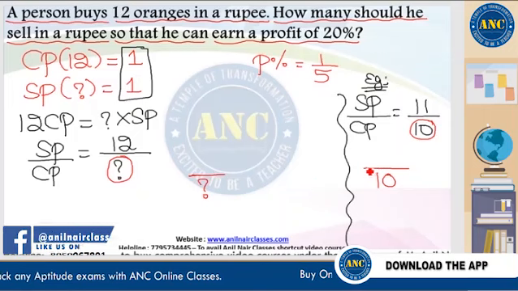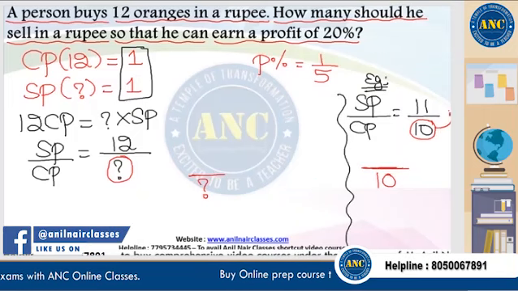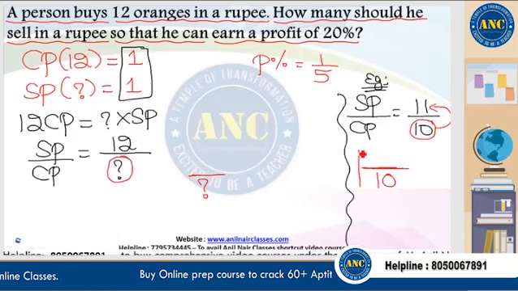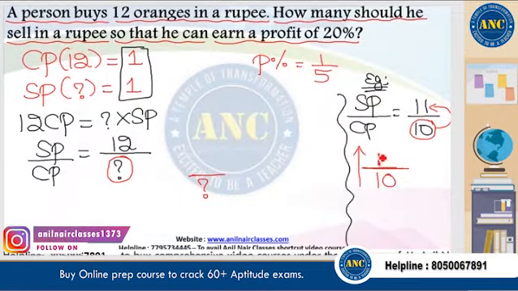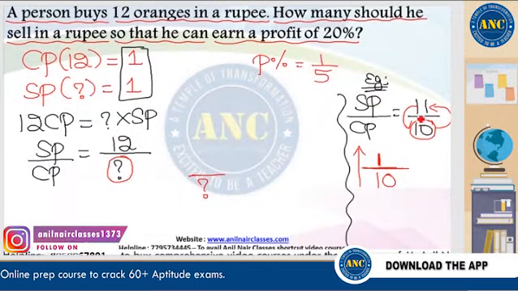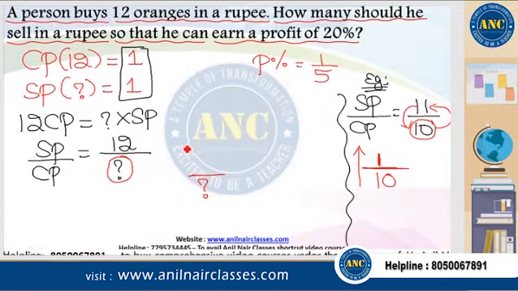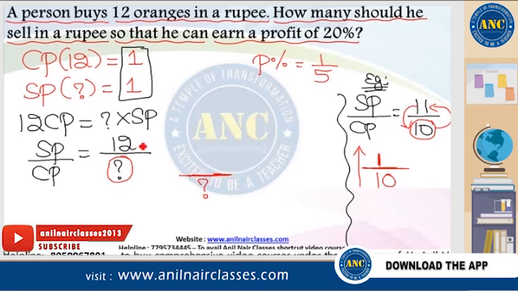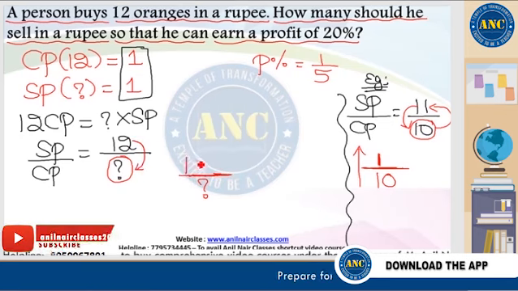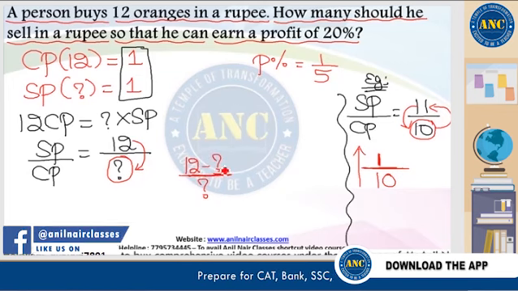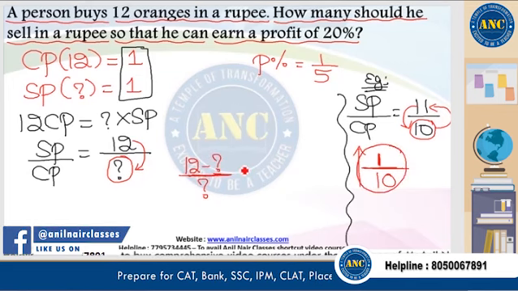Now, how were you writing the numerator? 10 is becoming 11. That means there is an increase of 1. That 1 is nothing but 11 minus 10. That means numerator minus denominator. Same thing I can do here also. That numerator is nothing but numerator minus denominator, 12 minus question mark. This is nothing but the profit percentage.